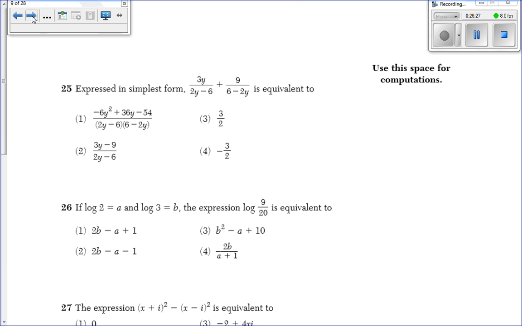Alright, here we are. 25, expressed in the simplest form. It is equivalent to... Well, the only difference here is the fact that these two are changing their opposites. So I need to multiply the top and bottom by negative 1. So that means I have 3y minus 9 over 2y minus 6. And there is choice 2. It didn't ask me to solve for anything, therefore nothing really should have canceled out.